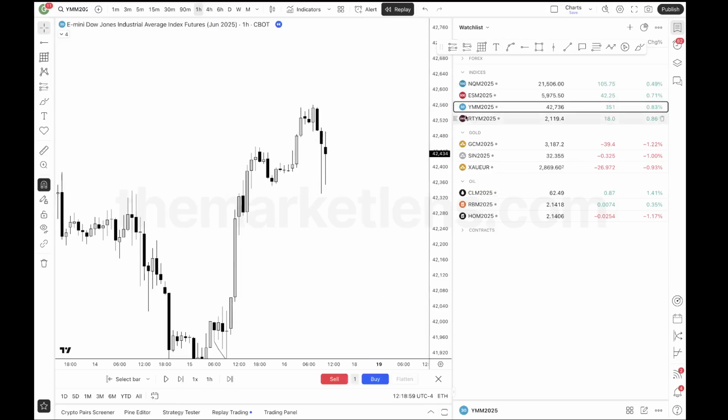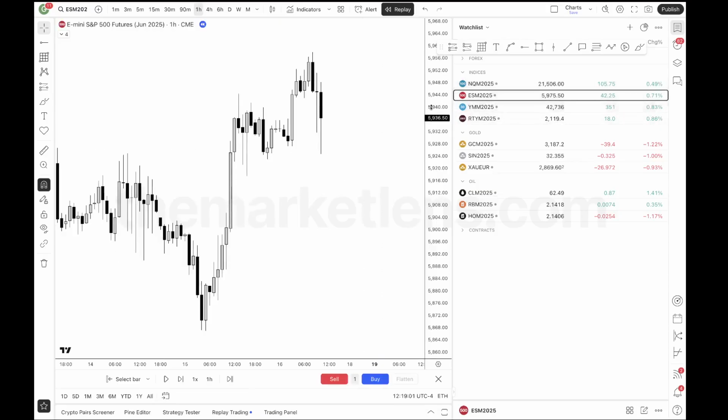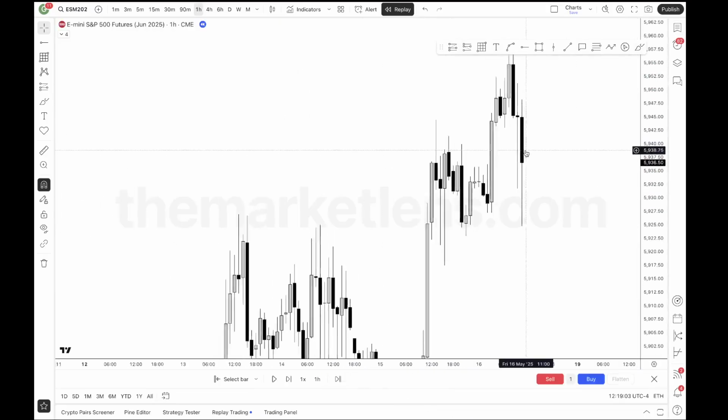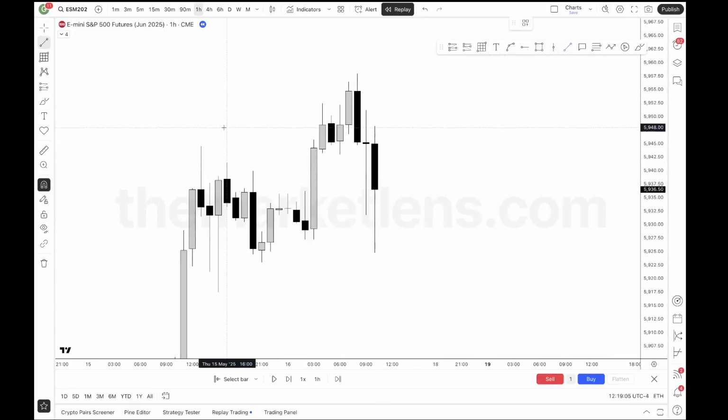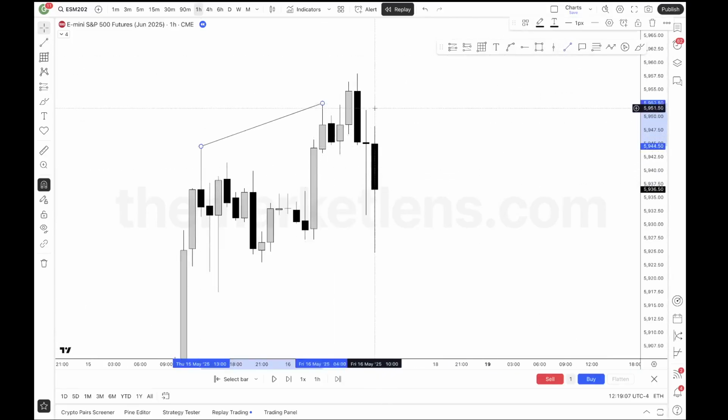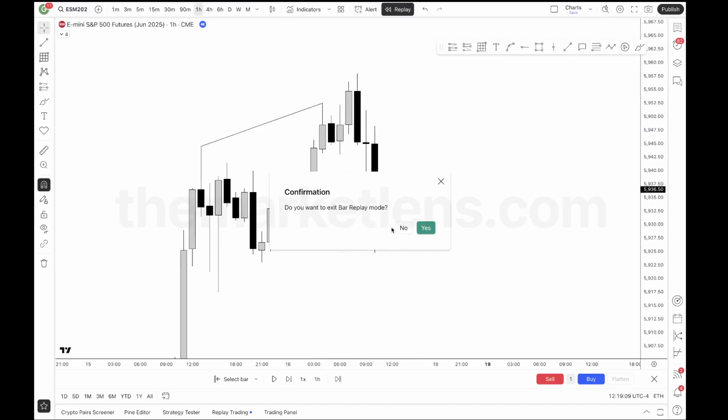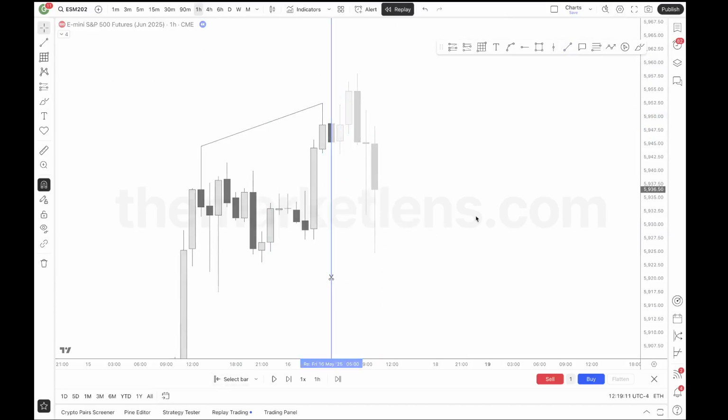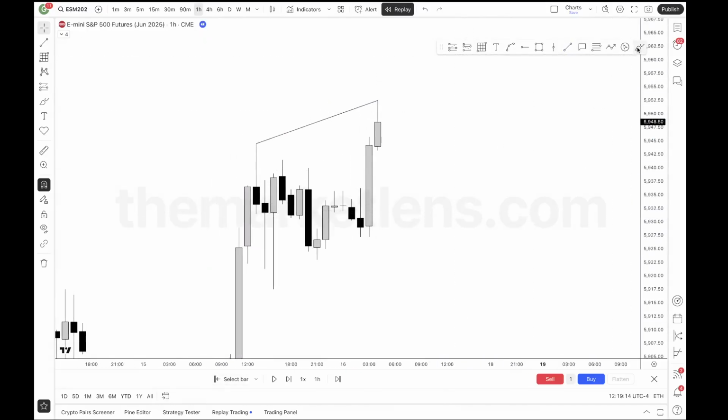If I go on ES, so let's look at ES here. We see there's the SMT right here. That gets created right here. So this is what I want to see. I want to see this asset switch to the weaker asset and expand away, if this is going to be a true reversal, right?